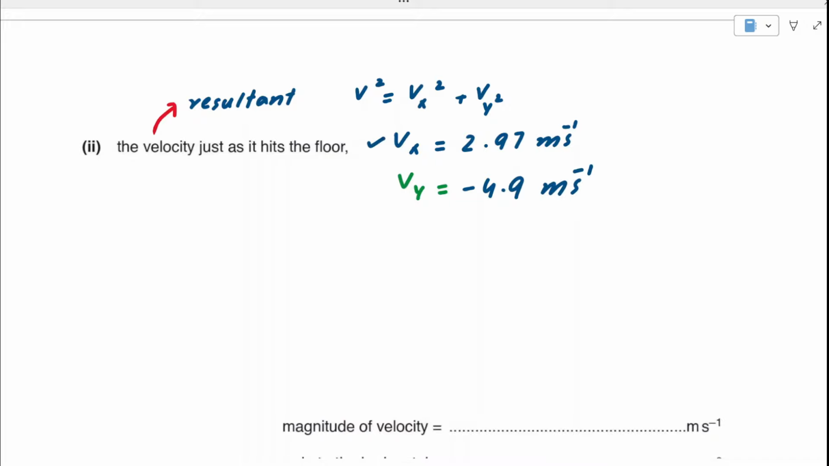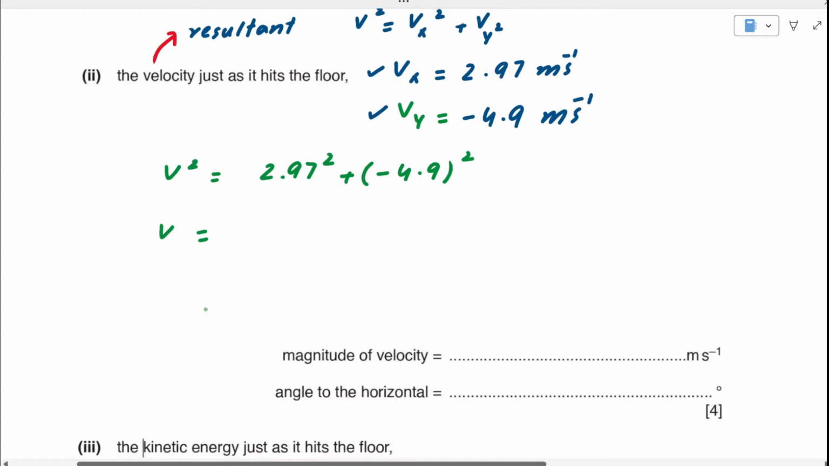Now we have the horizontal component, we have the vertical component, we need to find the velocity, which means we need to find the resultant velocity. I can safely use the Pythagoras theorem. Square of it plus minus 4.9, square of the entire thing. The minus is within the square. So what do we get? V equals what? Just write it as it is on the calculator. How much? Can you give me 3SF?